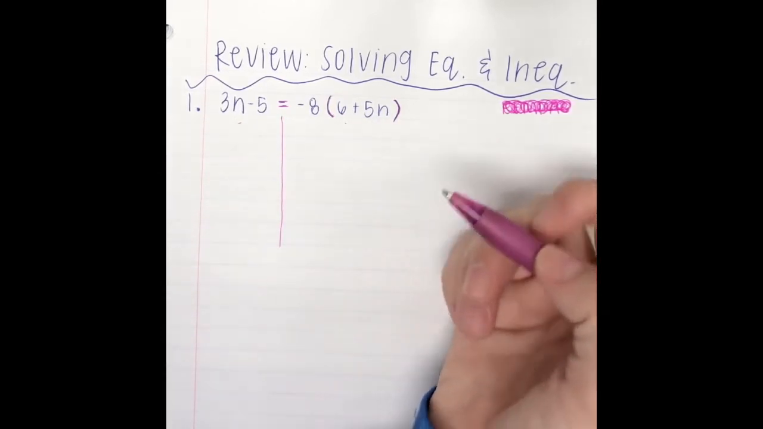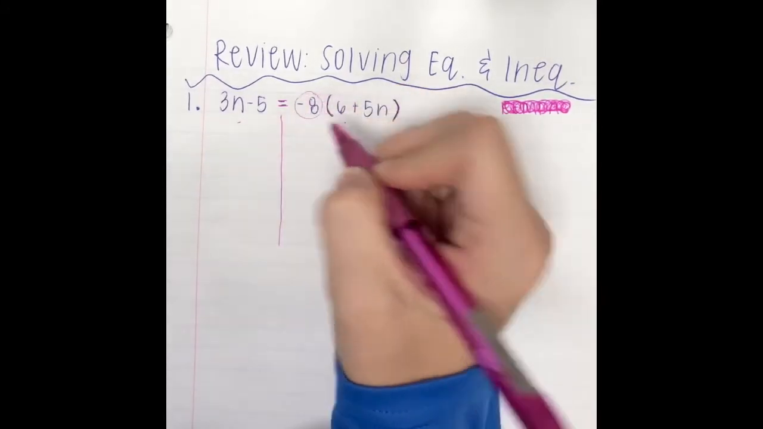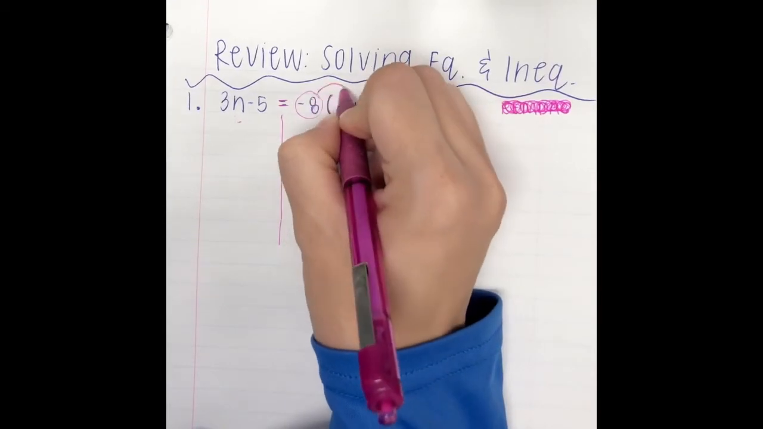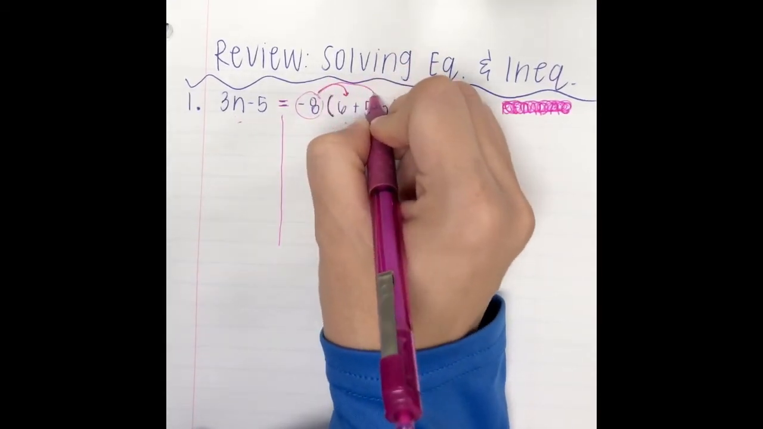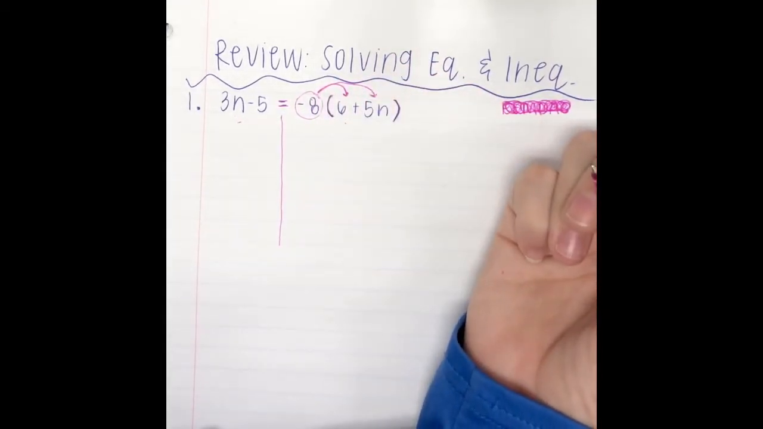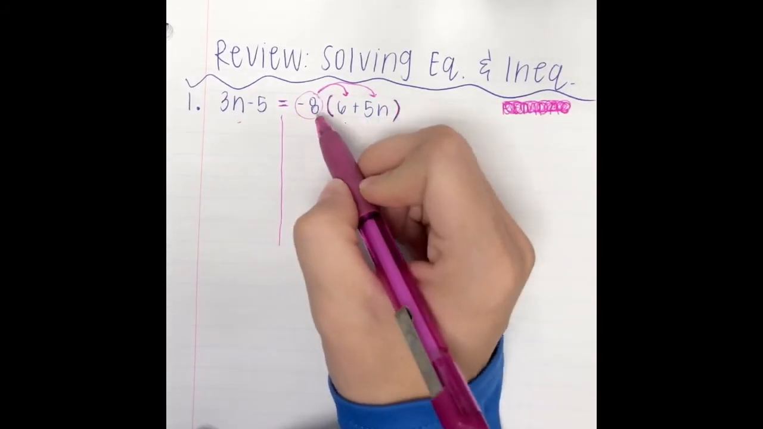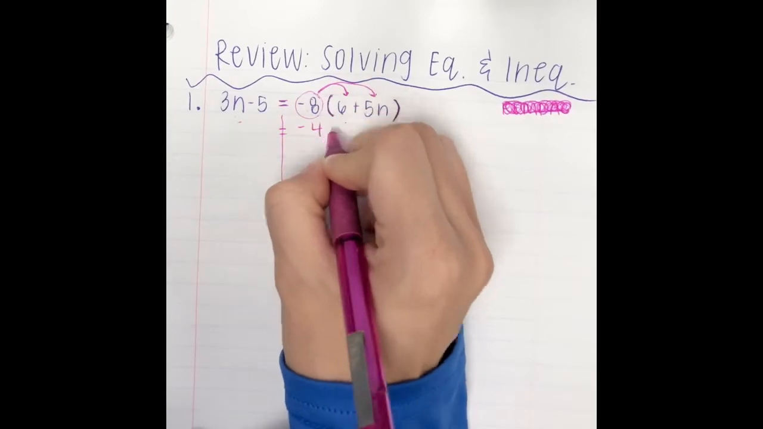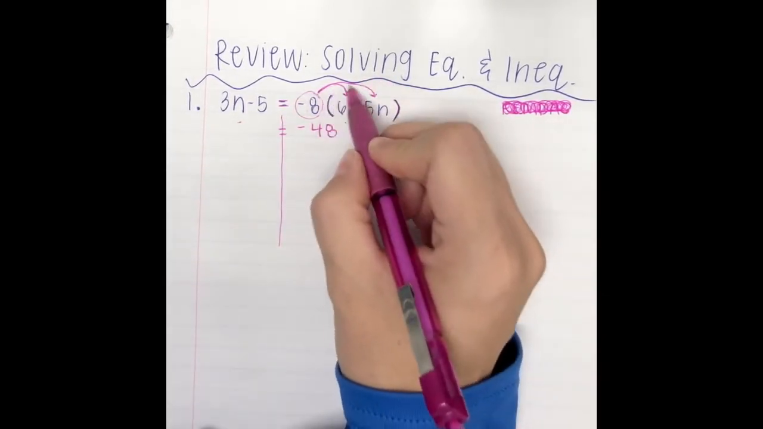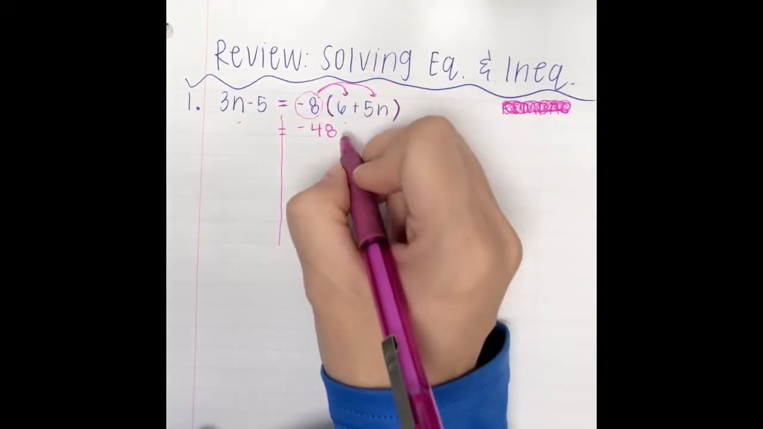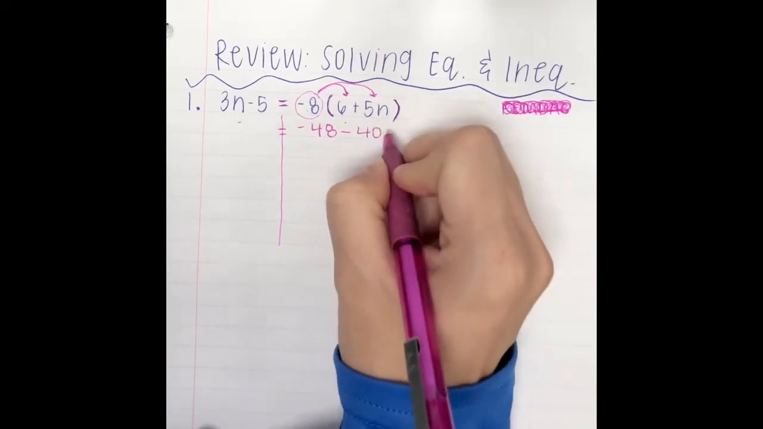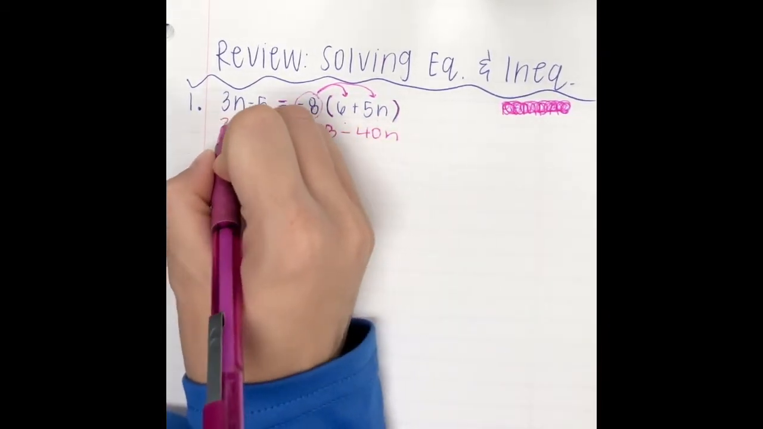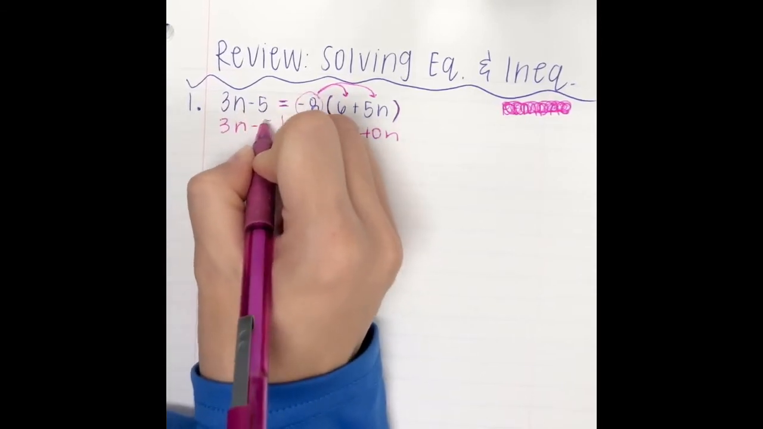But what we can do is we can take this negative 8 that's being multiplied by my parentheses and we can distribute it or multiply it to everything inside of the parentheses. So a negative 8 times 6 would be a negative 48, and then negative 8 times 5n would be a negative 40n, okay? And then on this left side, we weren't able to simplify, so we're just going to bring it down.